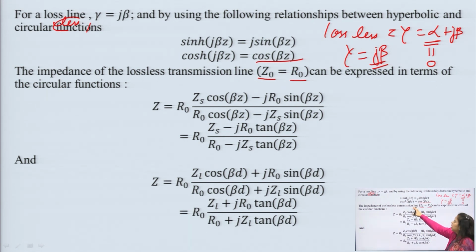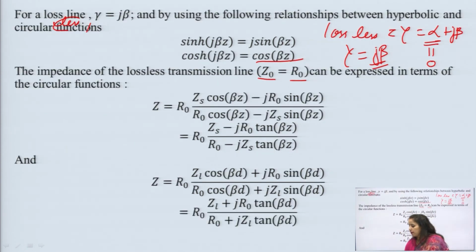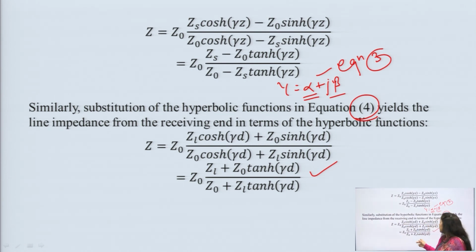In that lossless medium, our sinh j beta z changes into this, and cosh j beta z changes into cos beta z. When we substitute, we have this expression. What is the difference between the lossless and the lossy? Just have a look. Zs minus Z0 tanh gamma z, and what we have here is Zs minus j R0 tan beta z. Gamma is replaced with beta, and here we have gamma z only.